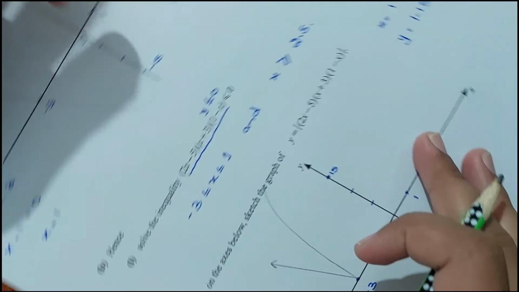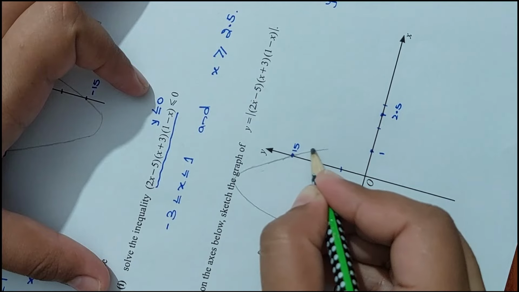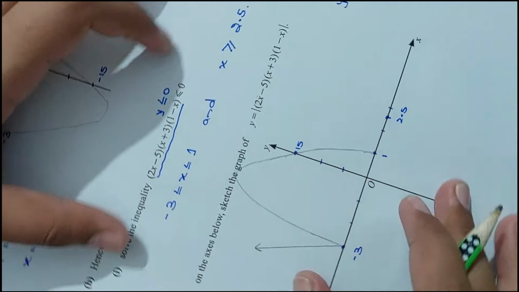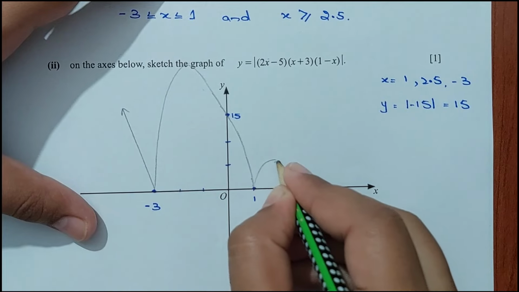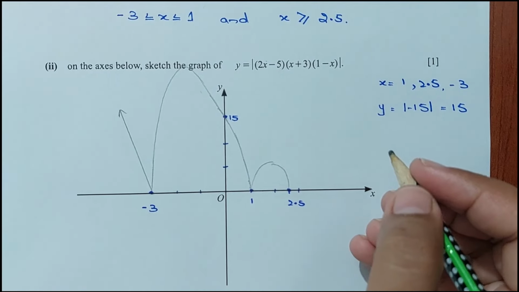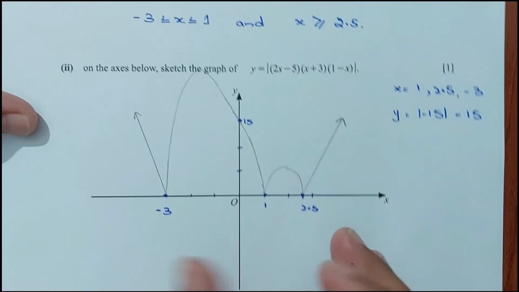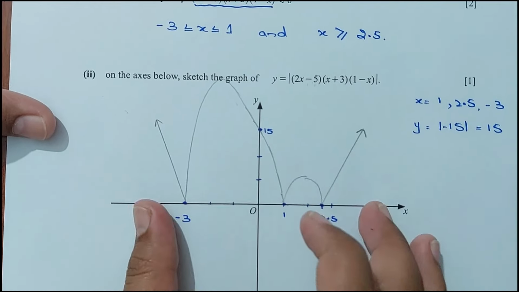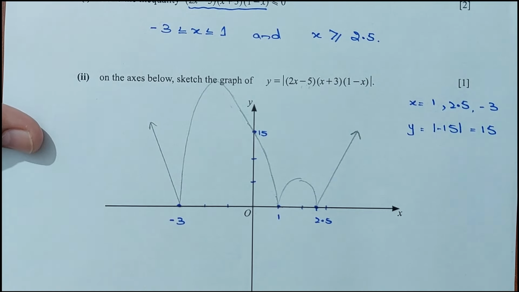Just the rough sketch I'm doing. Okay, it crosses the y-intercept and then this x-intercept. We're not moving down. Another x-intercept and this. So because it's in an absolute value, it always lies at the top, where y is positive, not the negative ones. So this would be the shape of the graph.